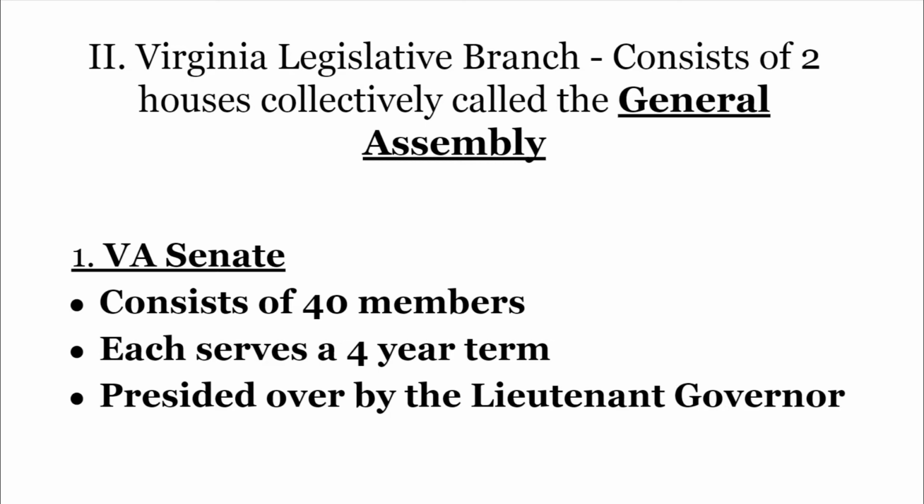So it's second in charge next to the governor. So we have the governor, then we have the lieutenant governor. So that's where we get this idea from.